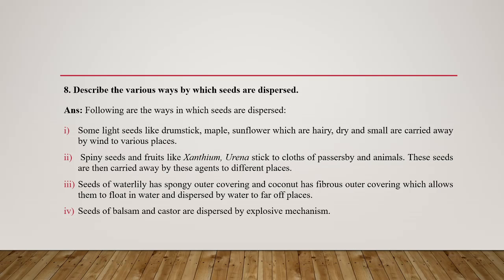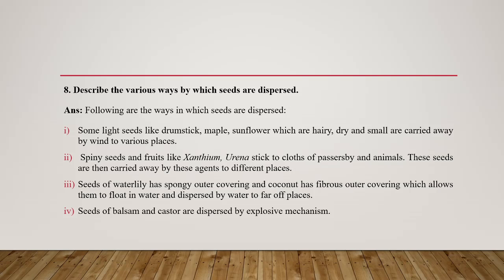Okay, next one is seeds of water lily have a spongy outer covering and coconut has a fibrous outer covering. Water lily has a spongy outer covering, coconut has a fibrous outer covering. They allow the seeds to float in the water and they are dispersed through water to different places. And then the seeds of balsam and castor are dispersed by an explosive mechanism.